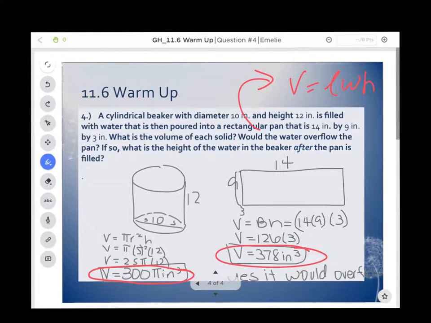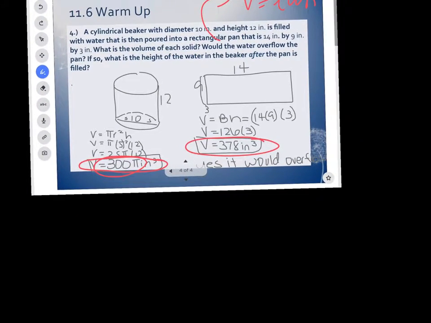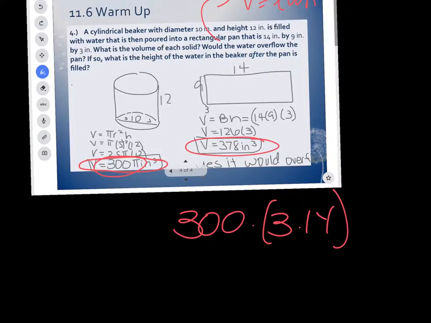And then it says, would the water overflow the pan? So if I took my cylinder and poured it into the pan, is it going to overflow? Yeah, 300 times pi would be 300 times 3 something, right? So this is a number that's bigger than 900. With 900 cubic inches of water, it's going to overflow a 378 cubic inch pan, right? So yes, it would overflow. If you wanted to know how much, I would multiply 300 times pi, 3.14, let's say that, subtract from it the 378, and I would get the remaining liquid that would have to be poured in.